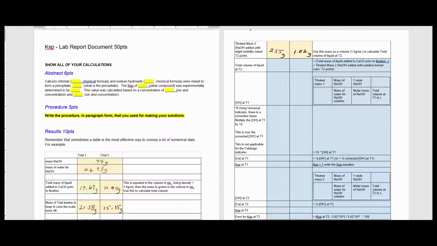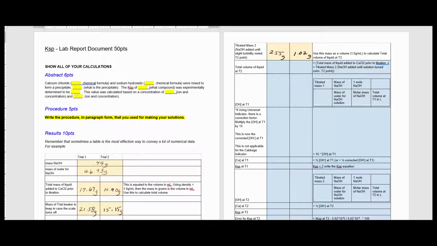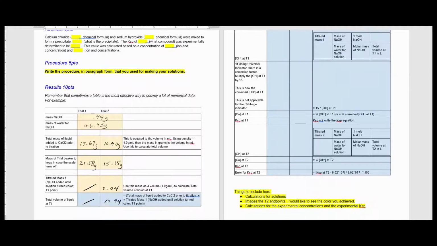So now let's look at the data treatment for this lab. The easiest thing to do is to start with the total volume of liquid. So I'm going to start with the total volume of liquid at T1. And see, I've already inserted this before I realized that it was a calculation.